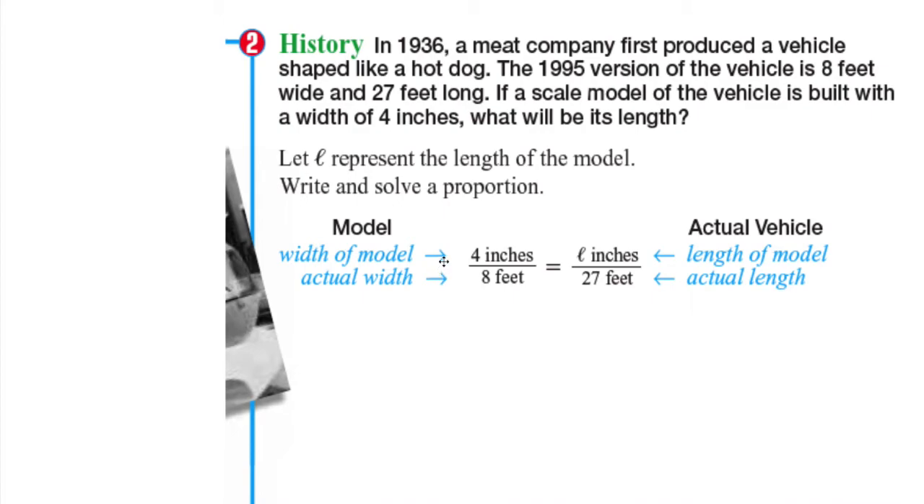In the numerator, we talk about the width of the model, and the actual width, which is equal to 8 feet. So if you look at our scale here, for every 4 inches, it'll be equal to 8 feet. When you talk about the model, this is basically the same as the scale. And just like in our previous example, let me erase that and make my line thinner. This is actually our scale.